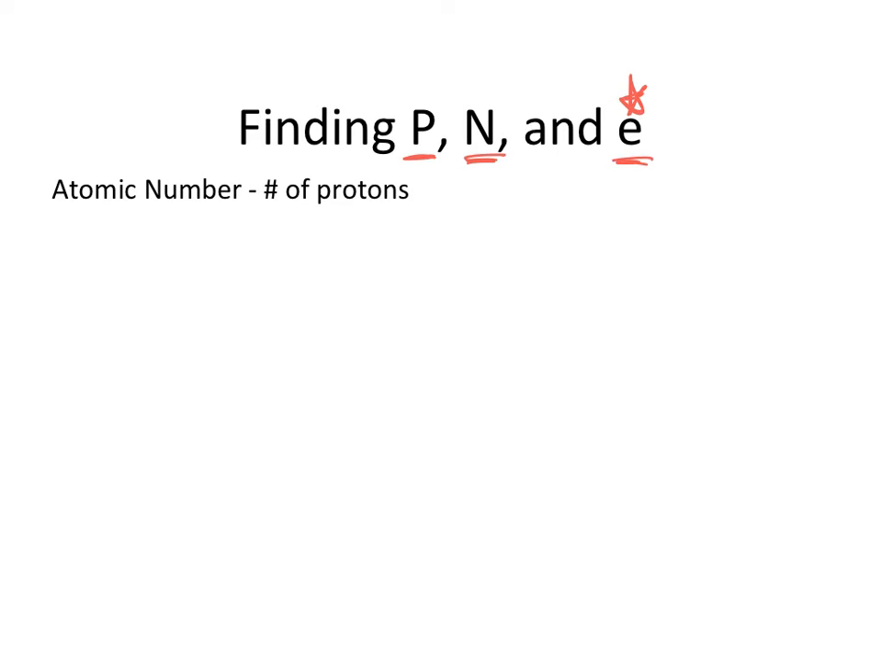So first, we've talked already about finding atomic number. In order to determine the number of protons, we're going to use the atomic number, whatever it is on the periodic table. So if I tell you to determine the number of protons of carbon, the atomic number for carbon on the periodic table is 6. So carbon would have 6 protons.